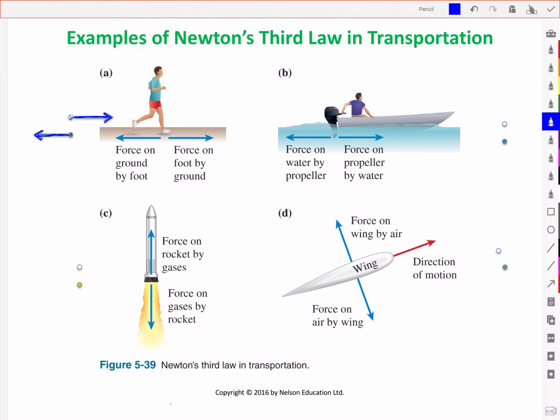In B, the propeller exerts a force on the water, and the water thus exerts a force on the propeller attached to the boat, which is what helps propel you forward. Likewise, for a rocket, the rocket exerts a force on the gases, a downward force, and those gases then exert an equal and opposite force on the rocket, which propels it upwards. And in the example of the wing for flight, we have the wing exerting a force on the air, and the air exerting a force on the wing to lift it.